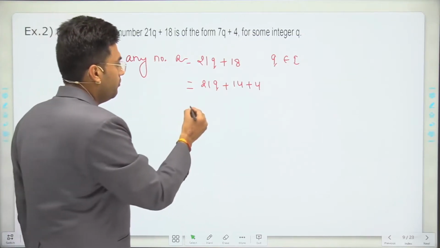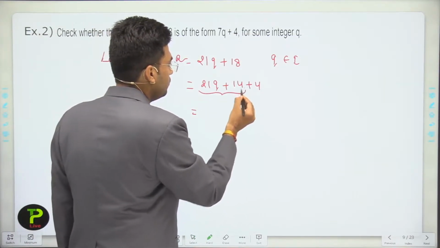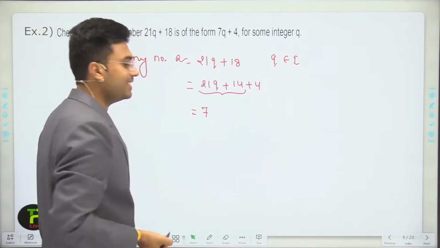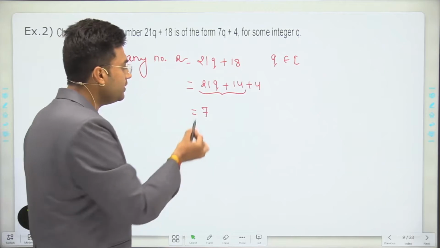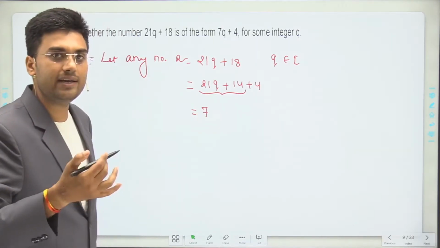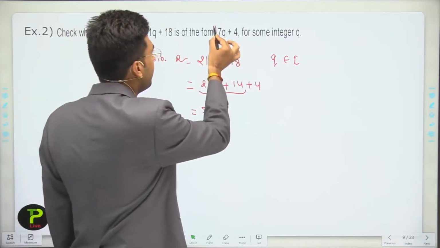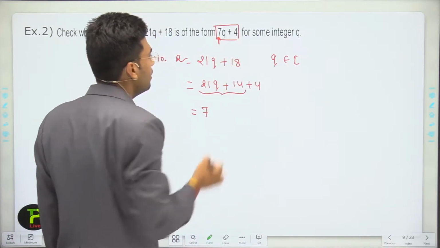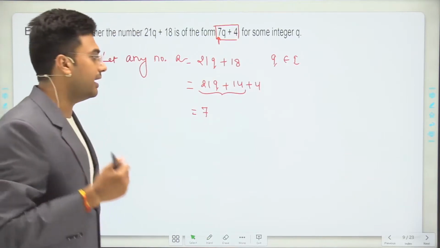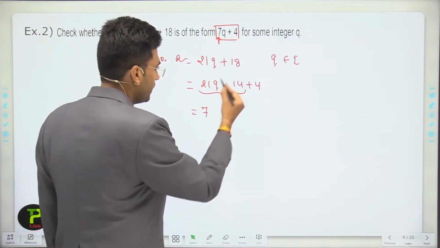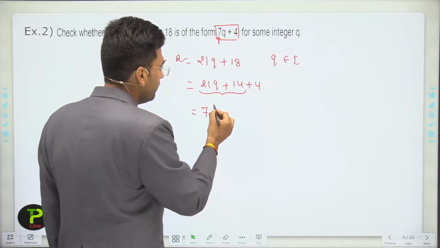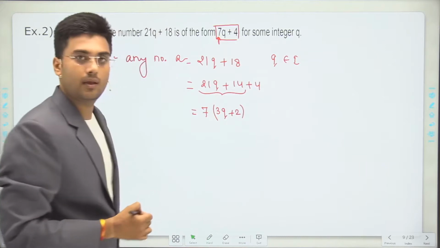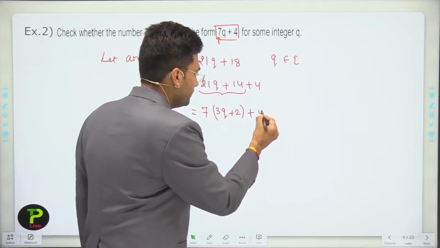Now from these two numbers we can take 7 as a common factor. How do we think that we have to take 7 as common? We check here that in this form we see that there is a 7, so we have to take 7 as a common factor from this number. So when we take 7 as common, we will get 7 times 3q plus 2, plus 4.